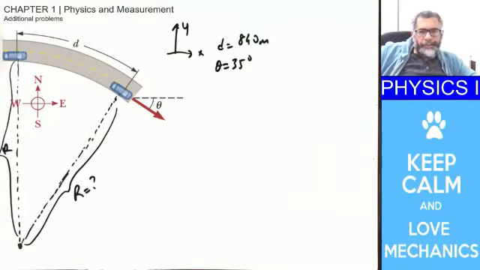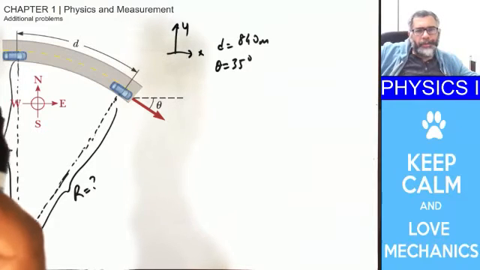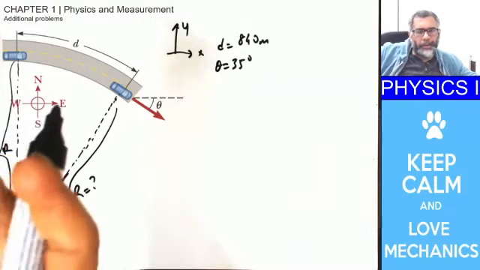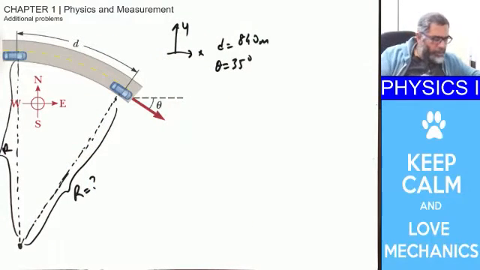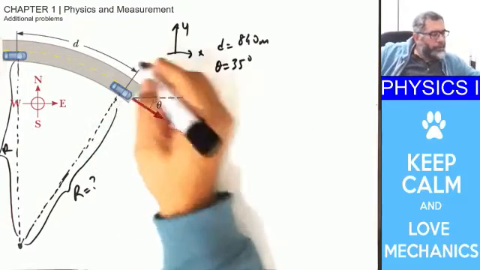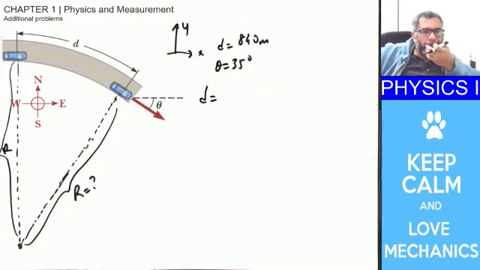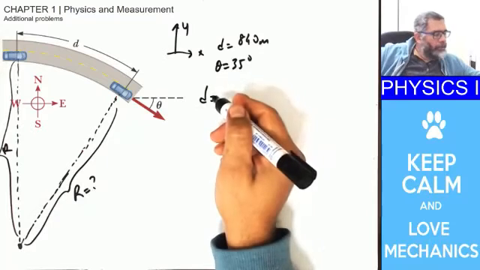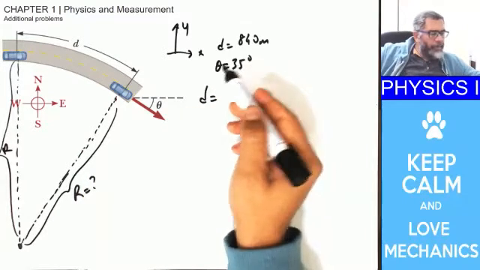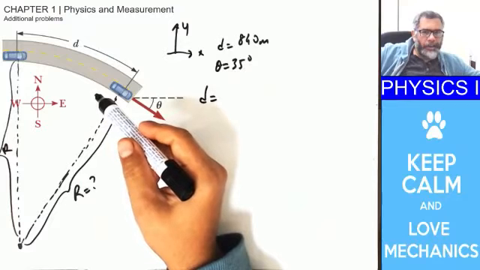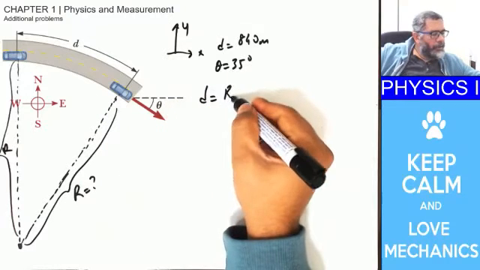For this, you use your geometry knowledge, and you can solve this question by using geometry. There's not much physics here. By geometry, you know that this d has an expression in terms of r and theta, and I can simply write this relation as r times theta.